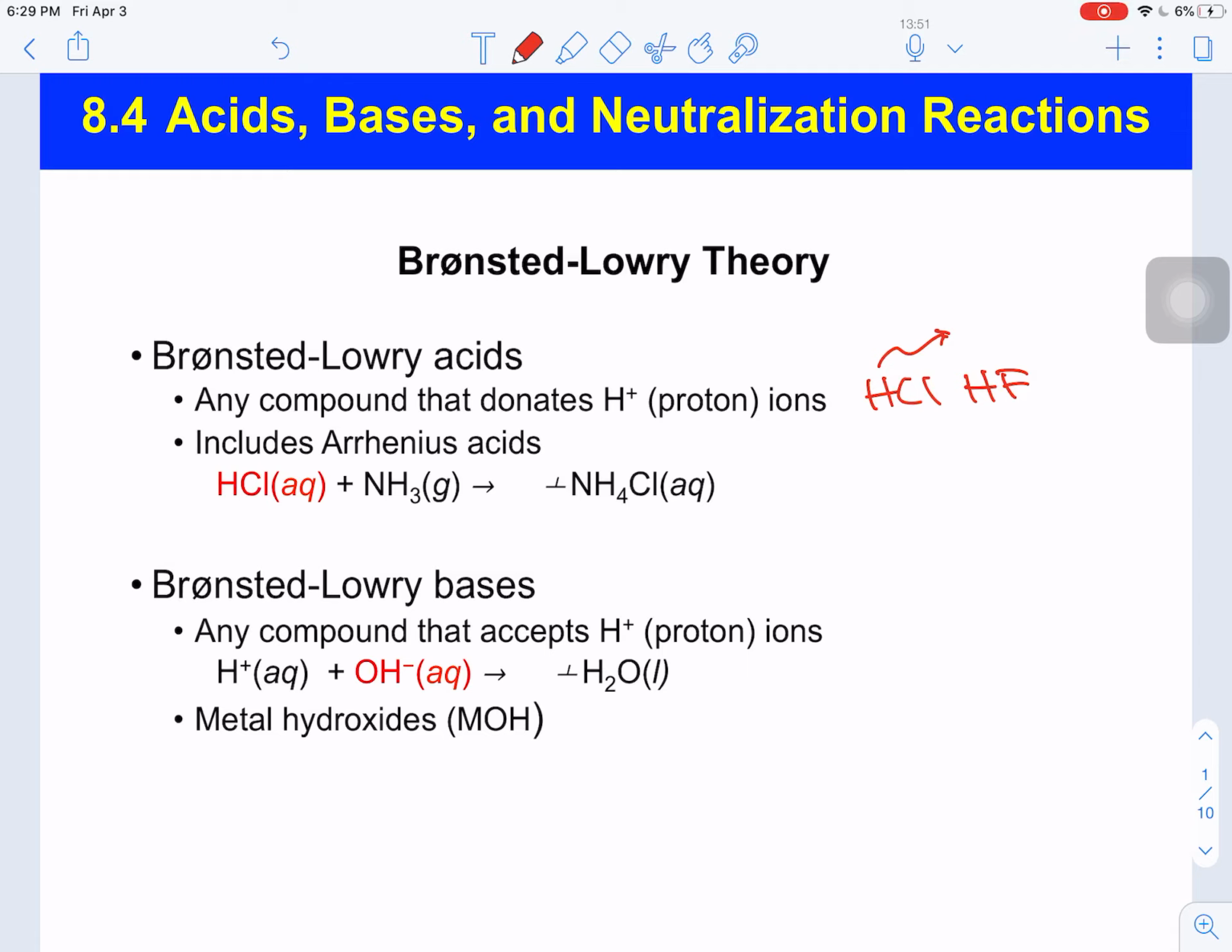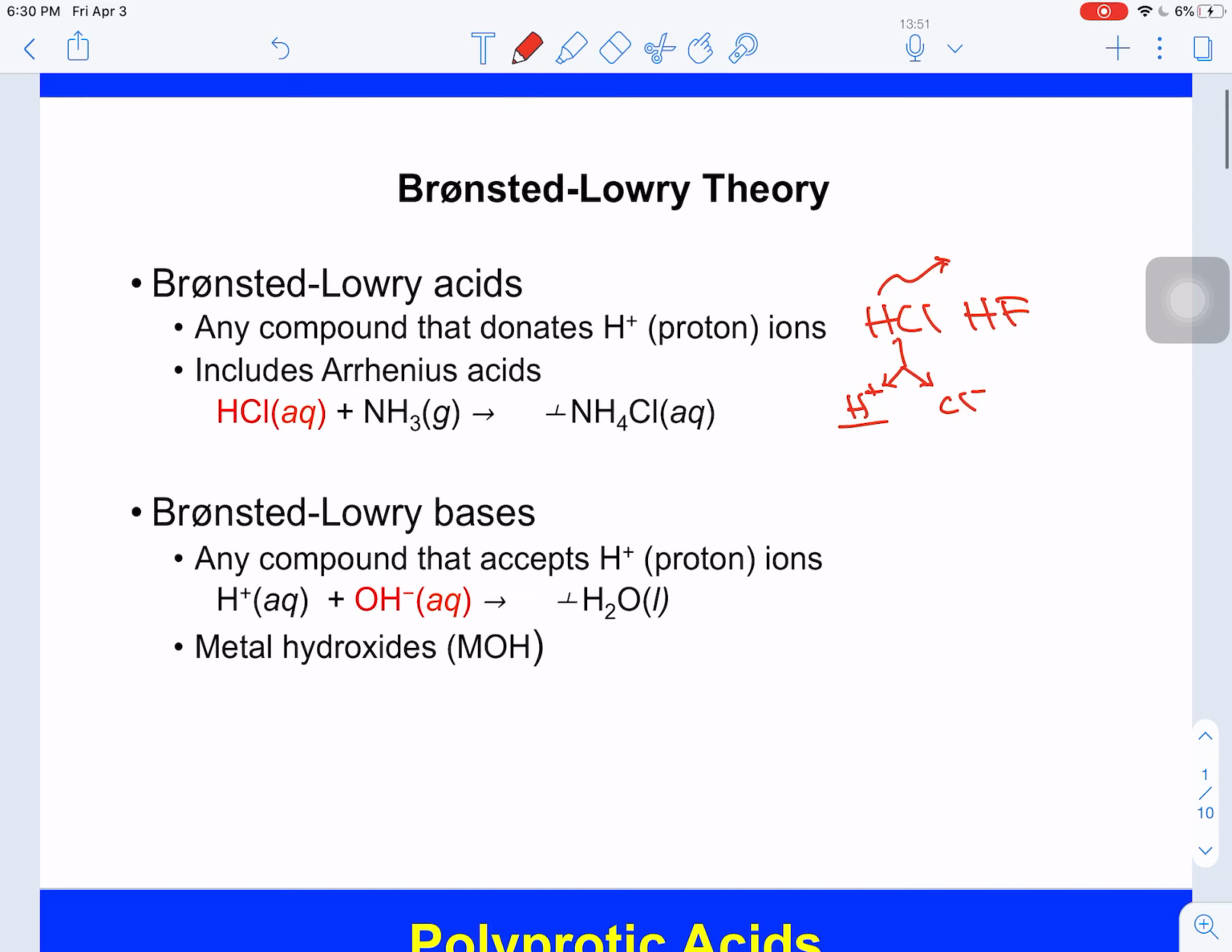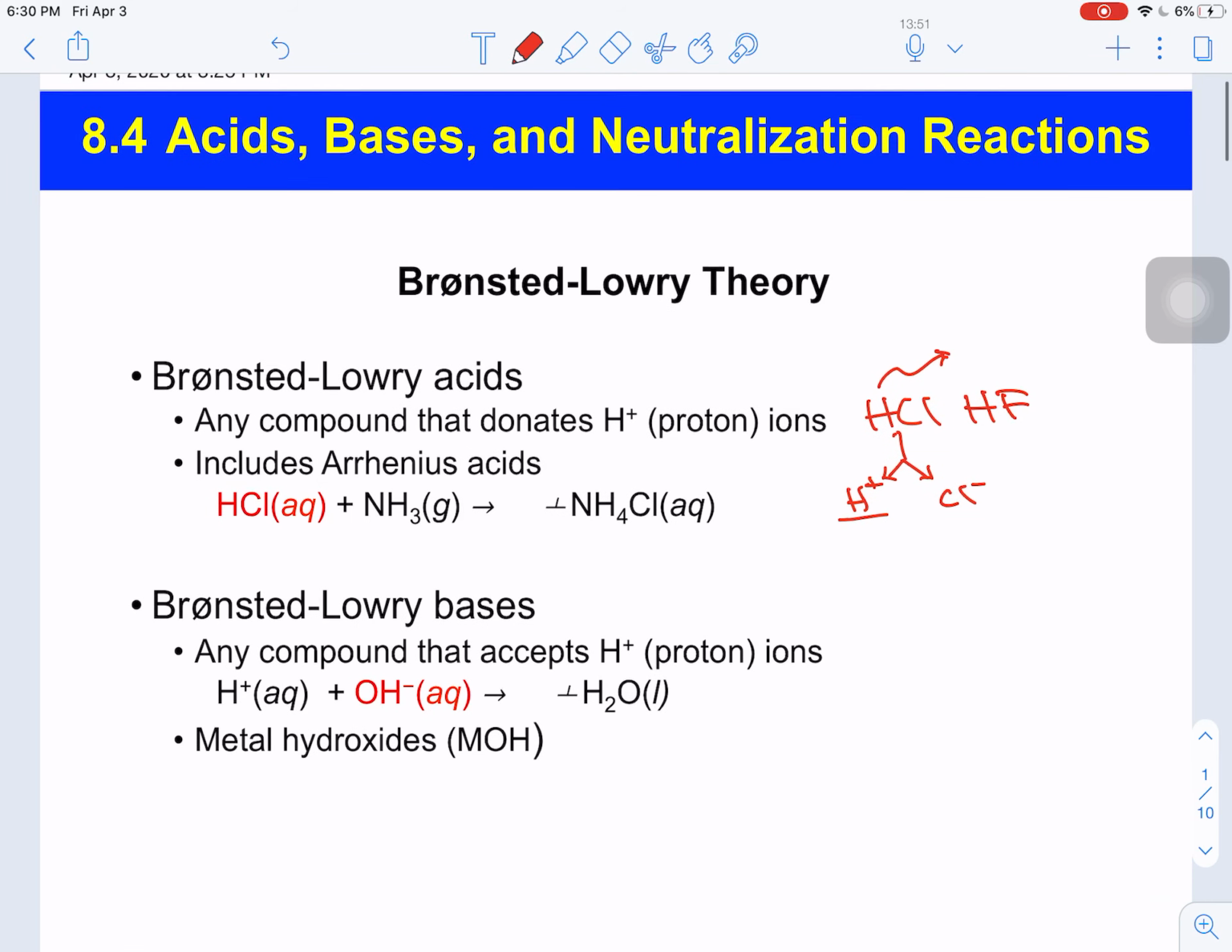Using the same examples, an Arrhenius acid is anything that when dissociated and dissolved in any sort of aqueous solution, you can get an H plus proton. So these two are also Arrhenius acids because if you dissolve them, you get an H plus and you get a Cl minus, and this H plus is what we're looking at. So the Bronsted-Lowry acids and the Arrhenius acids are fairly similar.